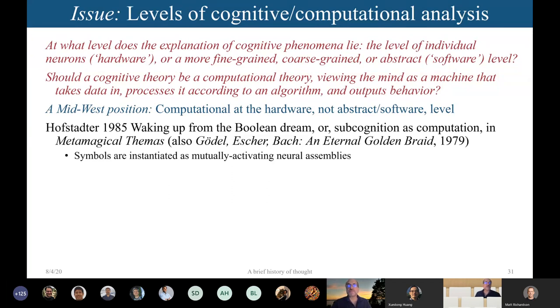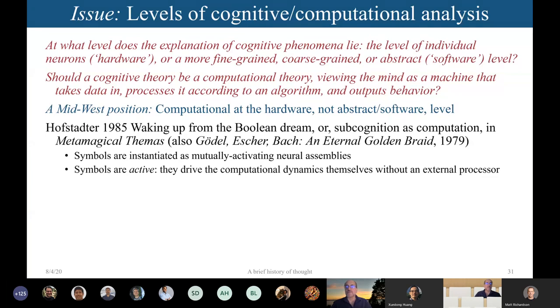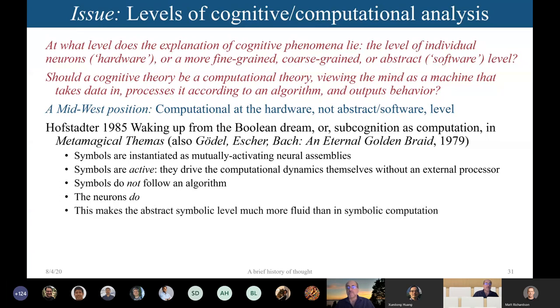Symbols are instantiated as mutually activating neural assemblies, like Hebb's cell assemblies. These are active symbols that drive the computational dynamics themselves. They're not passive symbols, as in standard symbolic computation, where symbols just sit around until some external processor moves them. The dynamics of symbols does not follow an algorithm. The neurons that make up the symbols do. This makes the abstract symbolic level much more fluid than in standard discrete symbolic computation.